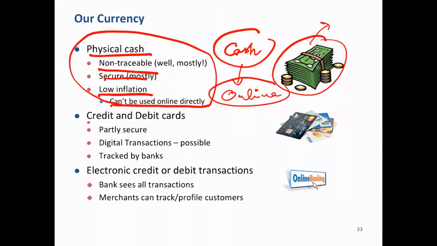Then we have credit cards and debit cards, which are partially secure. These are all digital transactions and are tracked by banks. All digital transactions that you do can be tracked, and are actually tracked by the bank. And of course the government has an understanding with banks, so the government can get all the data about you. When I say government, it could be the income tax department or the excise department, whoever.